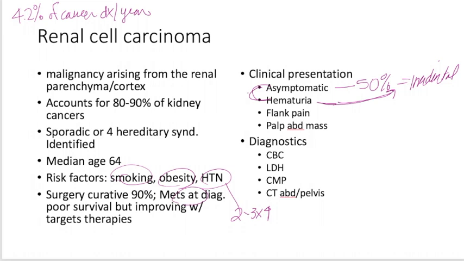So then you're going to be looking for CBC, any evidence of paraneoplastic syndromes, which would be anemia, erythrocytosis. You would be looking at lactate dehydrogenase, and that, if it's elevated, is a poor prognostic indicator. You would be looking at corrected calcium, liver function tests, so you would be doing a complete workup here, and then you would ultimately get a CT abdomen and pelvis looking for a renal mass.